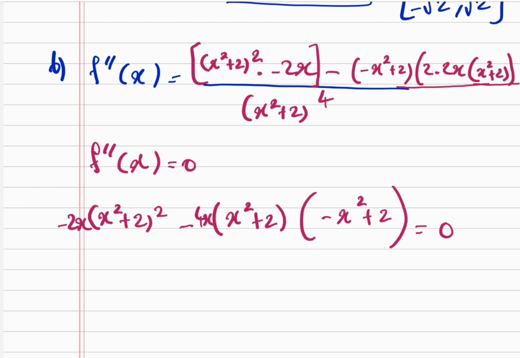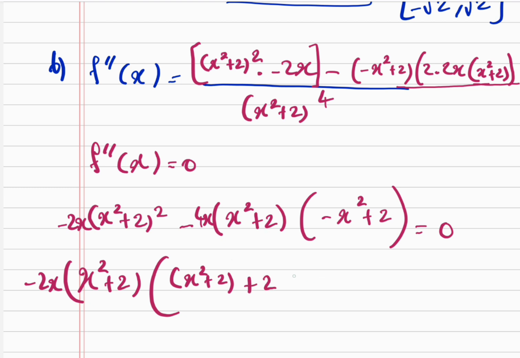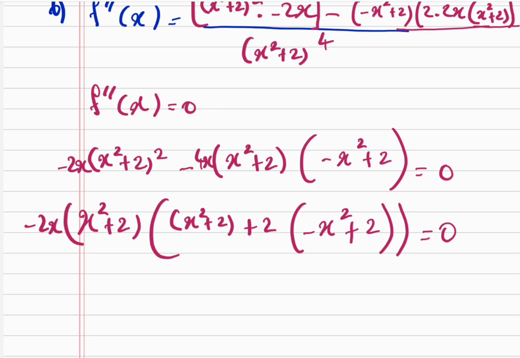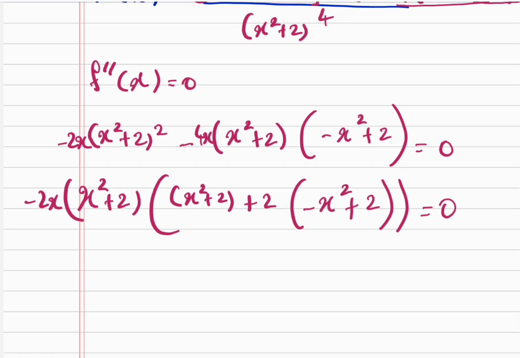Now we can take a factor of x squared plus 2. So x squared plus 2. And even we can take a factor of minus 2x. So let's do that. Minus 2x times x squared plus 2. Then for the first bracket, we are going to have x squared plus 2 because of the power of 2. And then for the second bracket, we are going to get plus 2 times minus x squared plus 2. So these types of questions are very easy to make mistakes in. Be careful, because of the lots of algebra that there is.